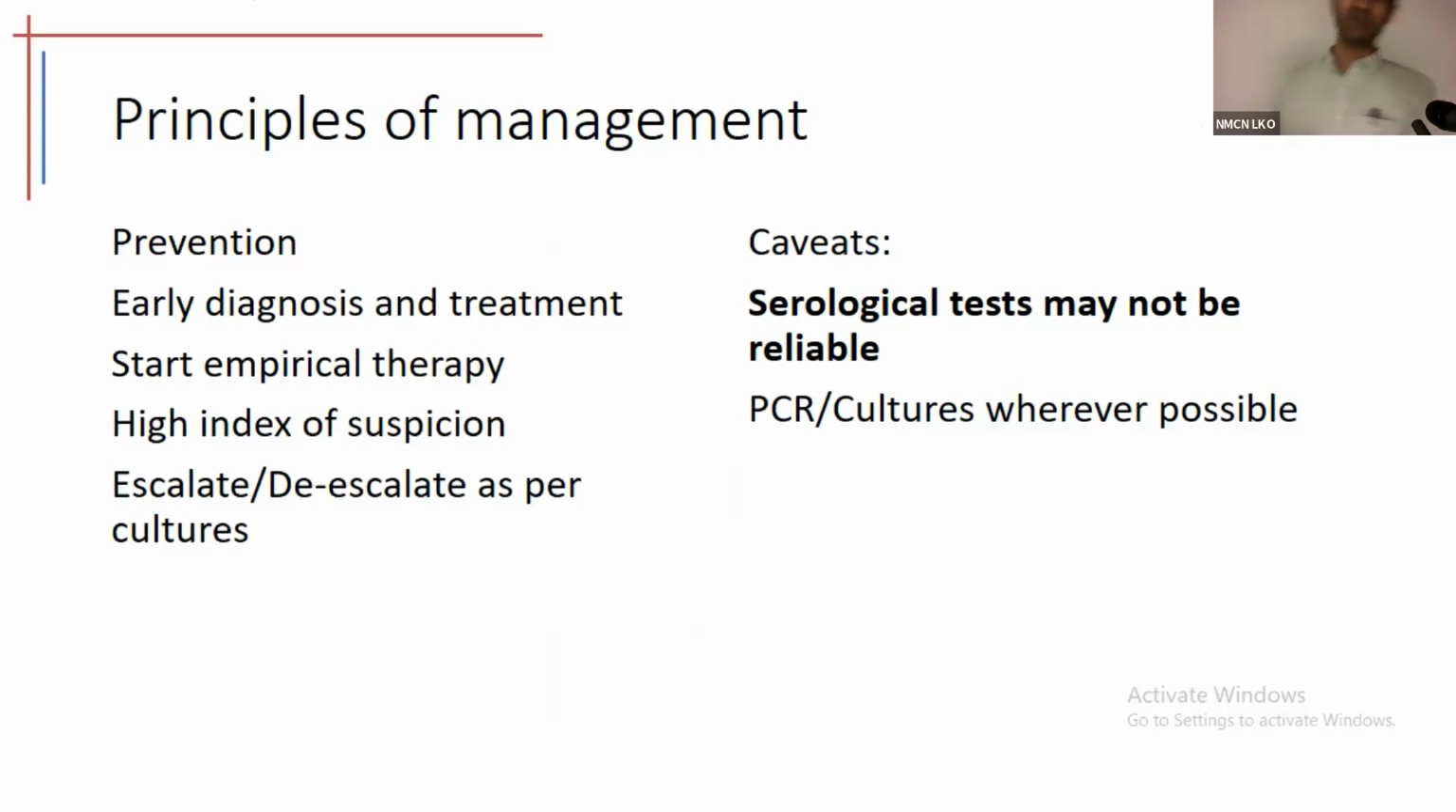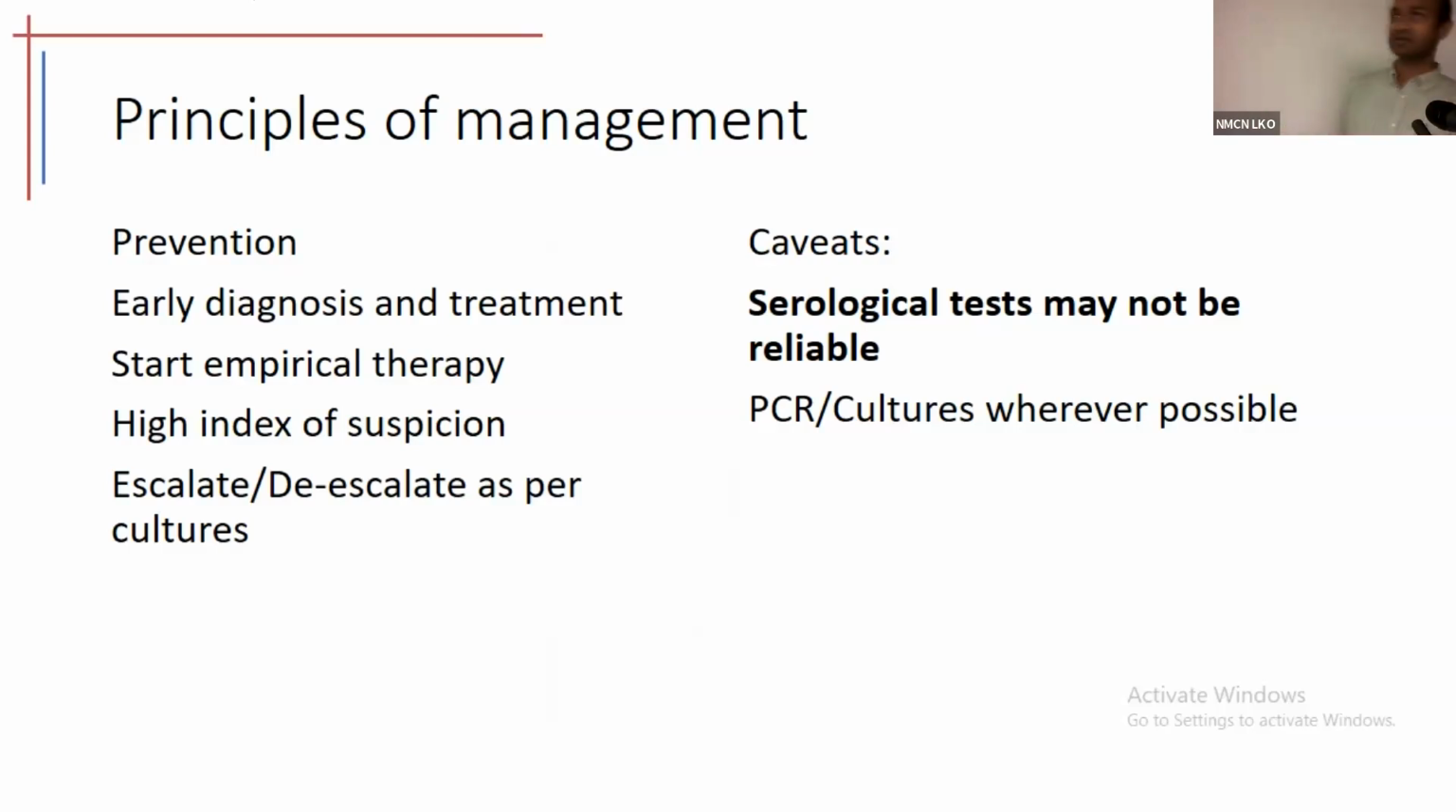But if you fail to prevent, then early diagnosis and treatment, where you can start effective empirical therapy based on a high index of suspicion, and the basic principle of escalating and de-escalating as per the culture report, stands true here as well.